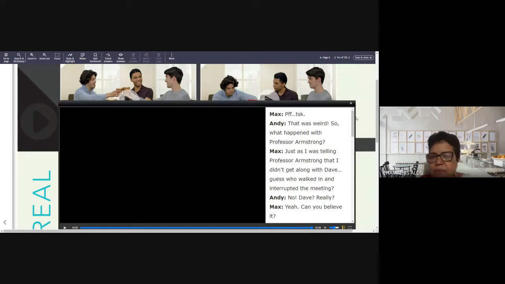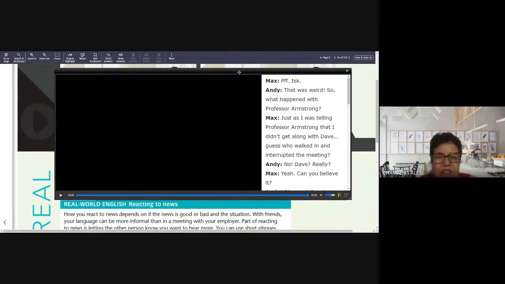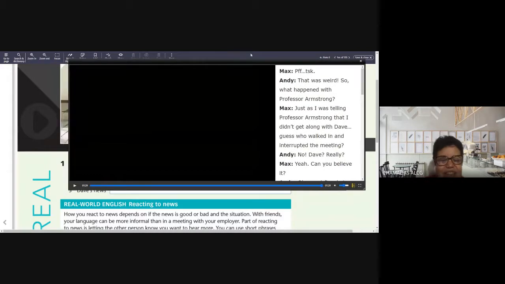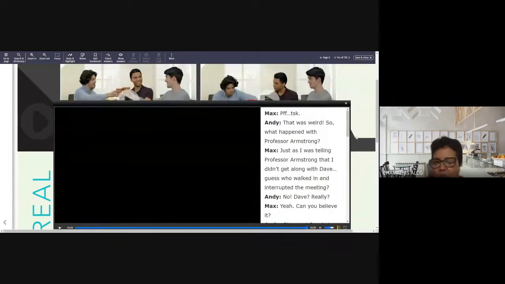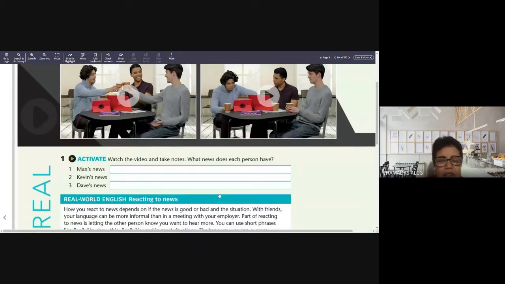So by the way here, guys, the guys' names, just checking again, we have Max, Andy, and Kevin, all right? And here they're talking about some award the students receive, right? And they have news. So let's see the news they have. They want us to know what news each person has, right? So Max, for example, what does he have as news to share with the group? Then Kevin, what are his news? And what happened to Dave?